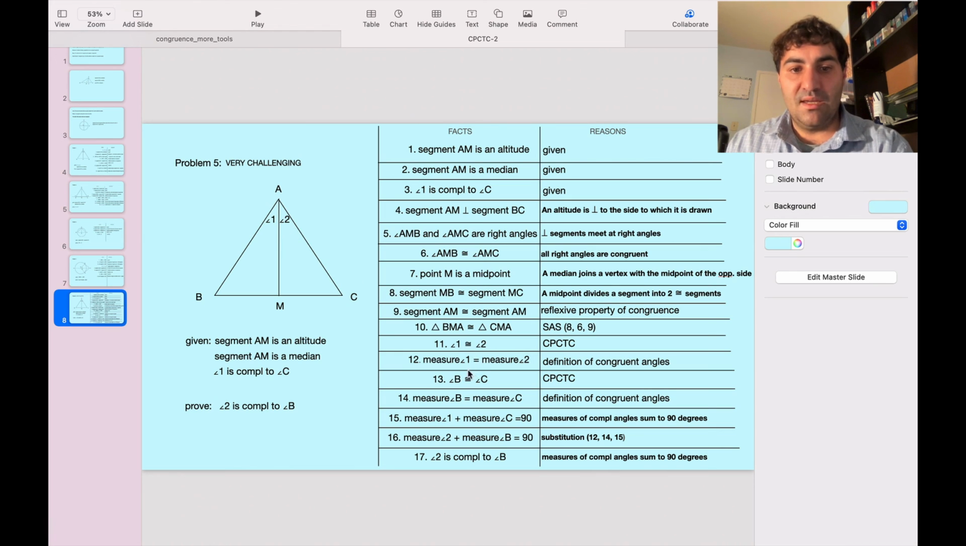So in the same way, from the fact that triangle BMA is congruent to triangle CMA, angle B is going to be congruent to angle C here, and therefore the measure of angle B is going to be equal to the measure of angle C. So we're given that angle 1 is complementary to C. So what does that mean? So if 1 is complementary to C, then the measure of angle 1 plus the measure of angle C is going to be equal to 90 degrees, right?